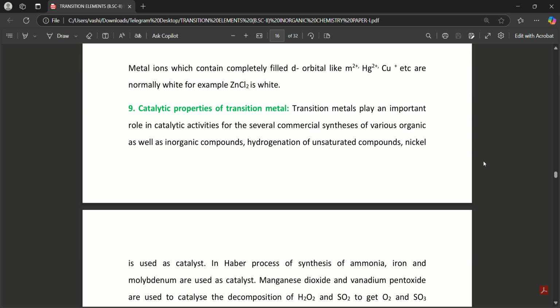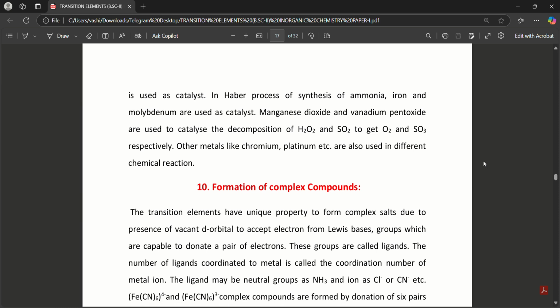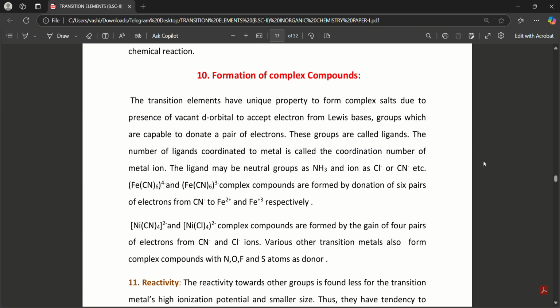Catalytic properties of transition metals. Transition metals play an important role in catalytic activities for the commercial synthesis of various organic as well as inorganic compounds. In hydrogenation of unsaturated compounds, nickel is used as a catalyst. In the Haber process of synthesis of ammonia, iron and molybdenum are used as catalysts. Manganese dioxide and vanadium pentoxide are used to catalyze the decomposition of H2O2 and SO2 to get O2 and SO3 respectively. Other metals like chromium, platinum, etc. are also used in different chemical reactions.